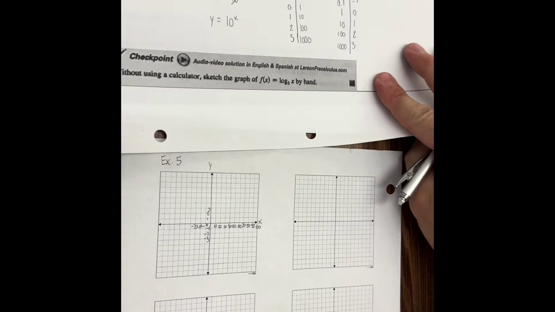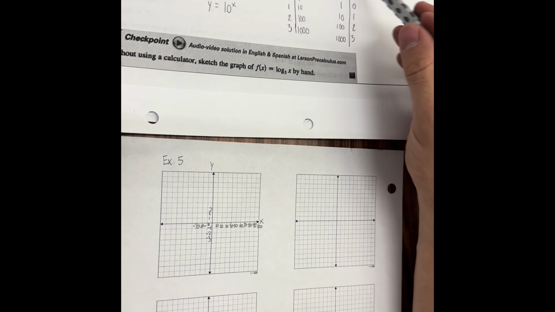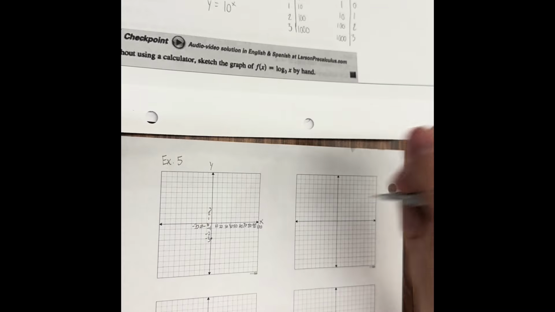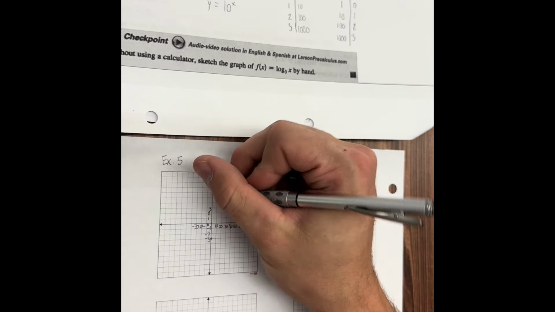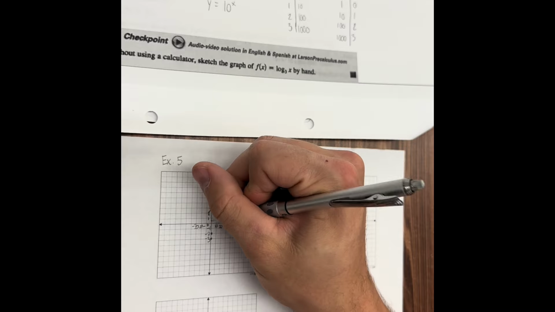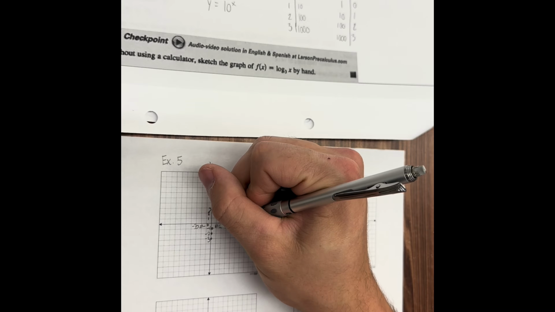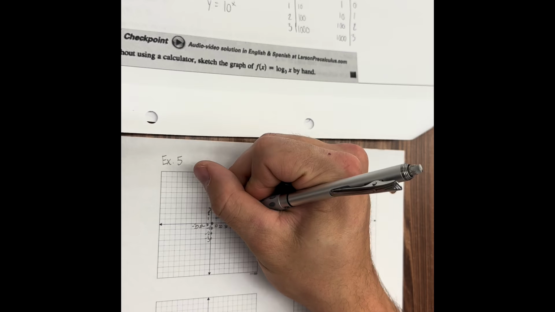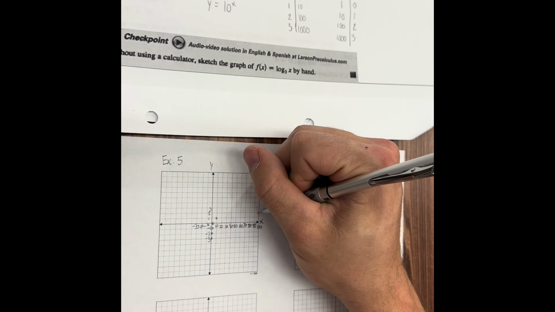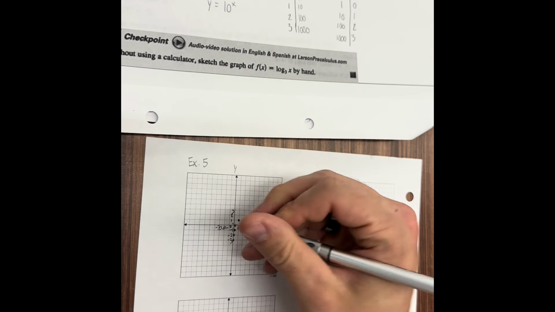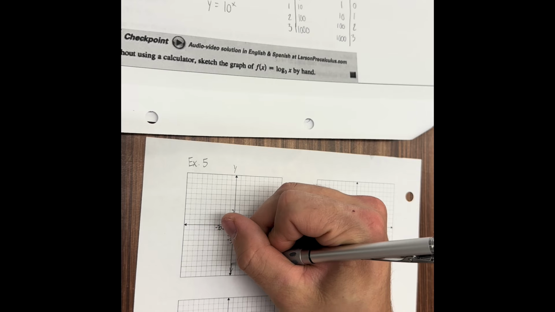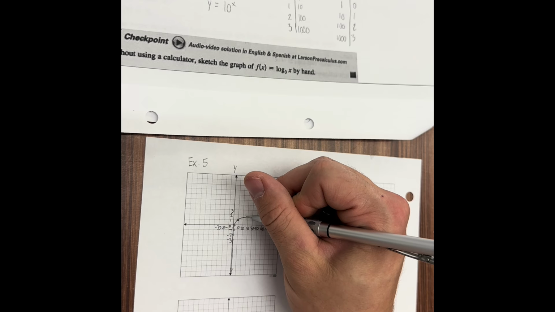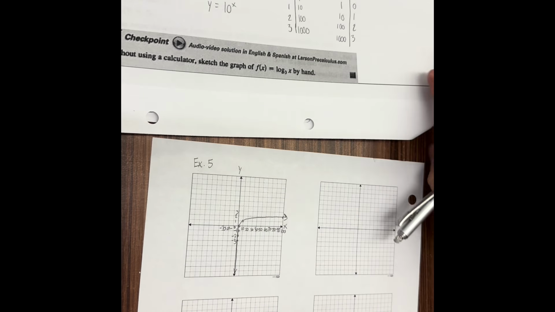So as you can see here, our first x was 0.001, and we were at -3. So it's really close to our y-axis. 0.01 was at -2. 0.1 was at -1. And then at 1, we were at 0. At 10, we were at 1. And at 100, we were at 2. And then we just have to graph this thing. And there we have it.